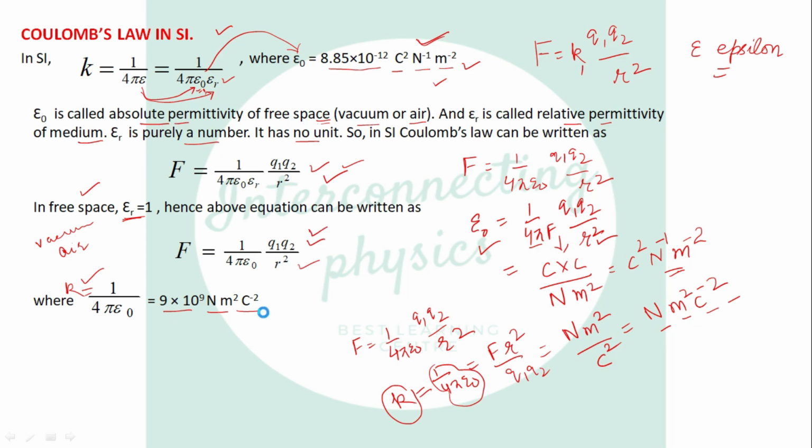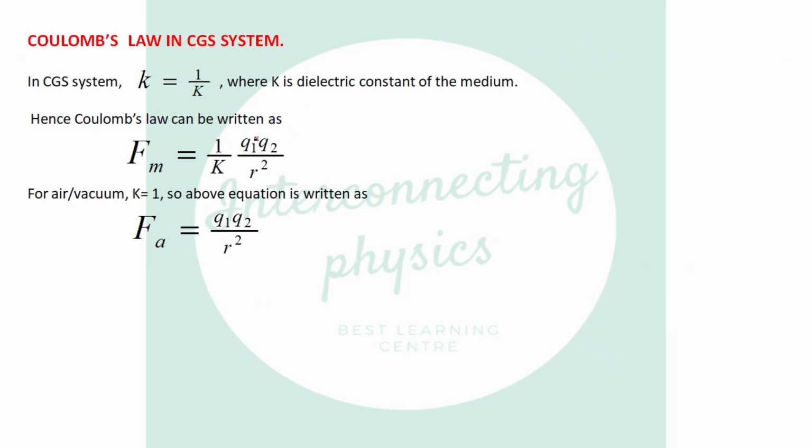So let us discuss further Coulomb's law in CGS system. Since the small k has value 1 over capital K in CGS, where capital K is the dielectric constant of the medium, Coulomb's law can be written as F m equal to 1 over K Q1 Q2 over R square. For air or vacuum, K is equal to 1. Means for free space, we take K equal to 1.